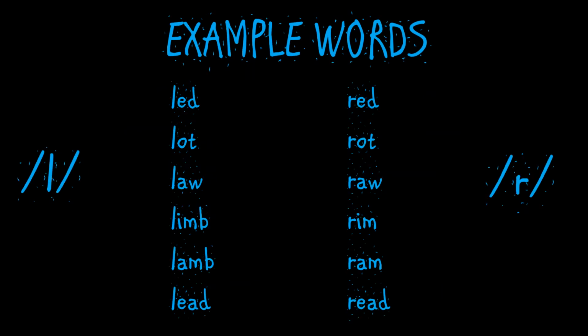So I'm going to read each pair of words twice and leave a gap in between for you to repeat what you've heard. Lead, red. Lead, red. Lot, rot. Lot, rot. Law, raw. Law, raw.